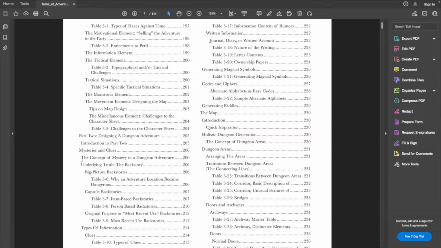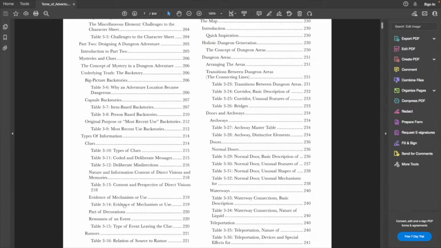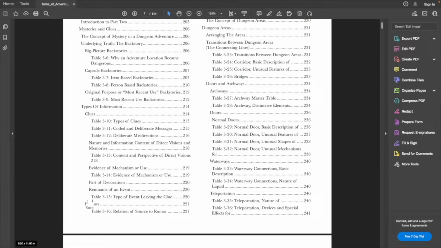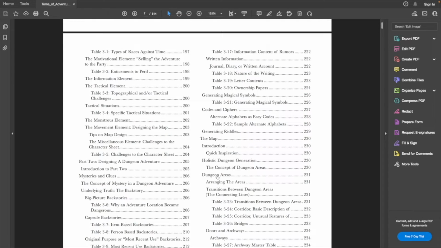And in the mystery clues, let's see: concept of mystery of adventure, dungeon, underlying truth, big picture, capsule backstories, original purpose, most used, recent use. And so just looking at the index here, then the types of information, you can do clues, you can get rumors, written information, general magic symbols, so a bunch of magic symbols, codes, and ciphers.